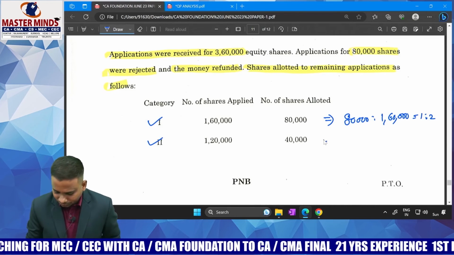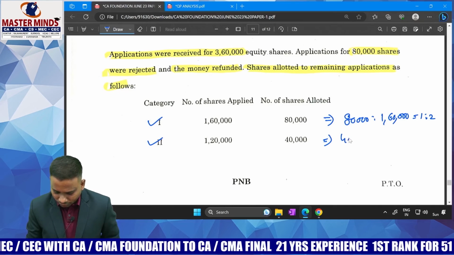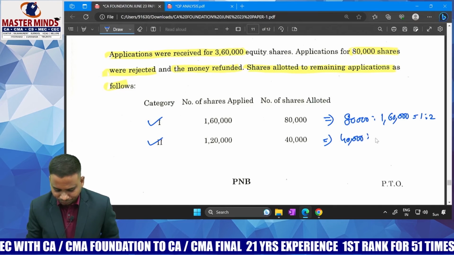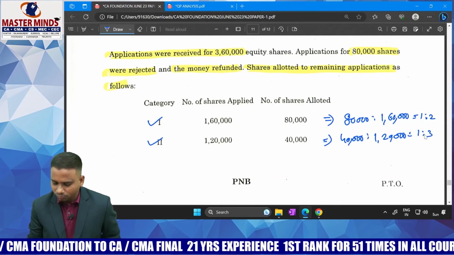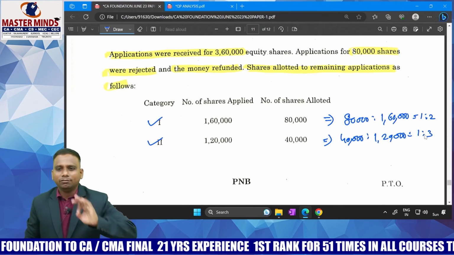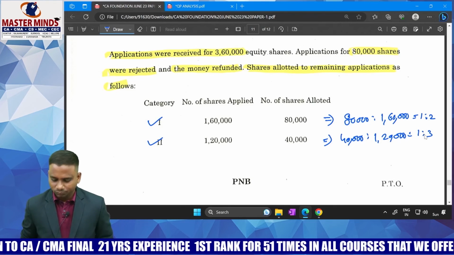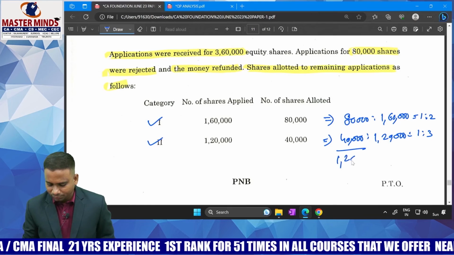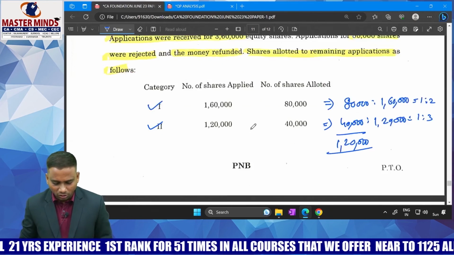Next, here also you calculate the pro rata ratio: 40,000 allotted, 1,20,000 applied. That means 1:3. If you apply for 3 shares, I am going to allot you only 1 share. So 1,20,000, that's it. More than this, you should not allot. Okay, fine.